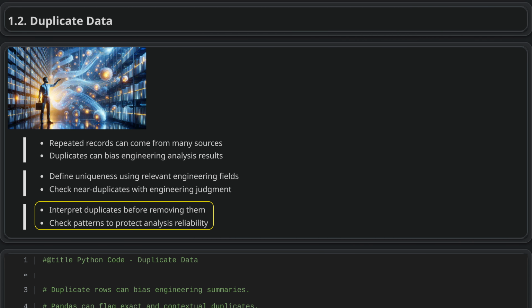Duplicate data should be interpreted, not removed automatically, because its meaning depends on the analysis. Some duplicates are errors, while others may represent valid repeated trials, inspections, or stable measurements. Engineers should look for patterns across time, equipment, and production areas to decide whether duplicates are isolated or systematic. The goal is to keep records that reflect real observations while reducing bias and improving model reliability.